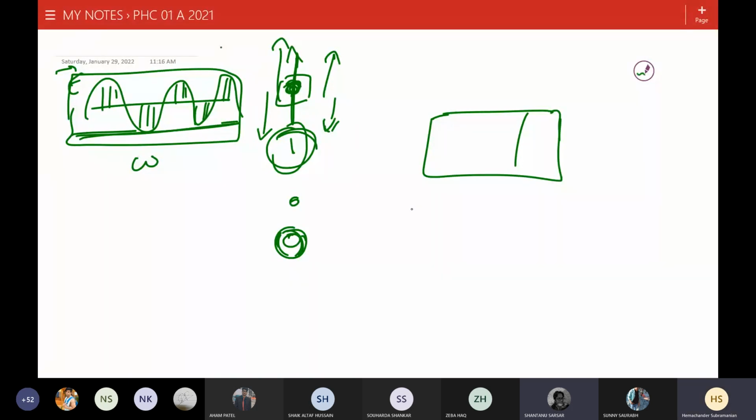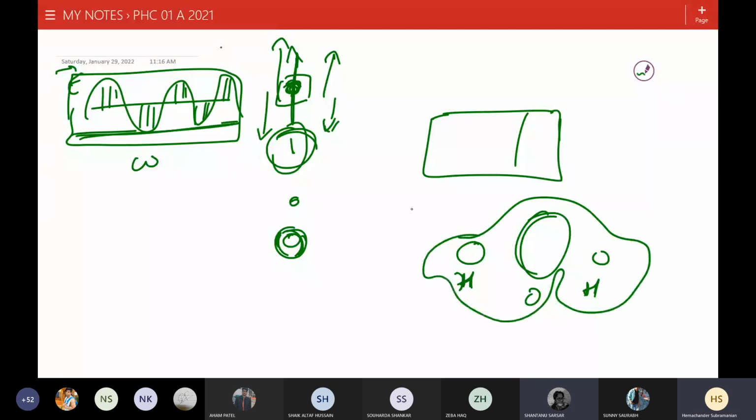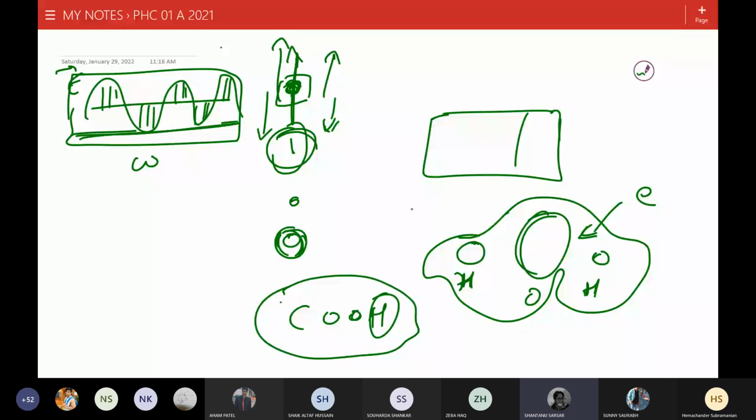Like if you have H2O, you have a big oxygen atom and a hydrogen atom on both sides, and the electron is bound to all of these. The electron has a wave function, so it is spread around all of these, and there is a specific restoring force for the electron in this particular molecule. If it is a different molecule, let's say COOH, here the electrons are going to have a completely different environment. The restoring force is going to be different, and the oscillating frequencies will be different, right? Yes or no?